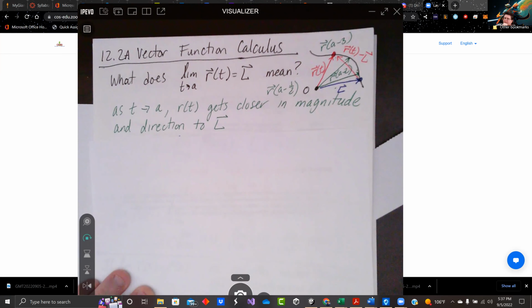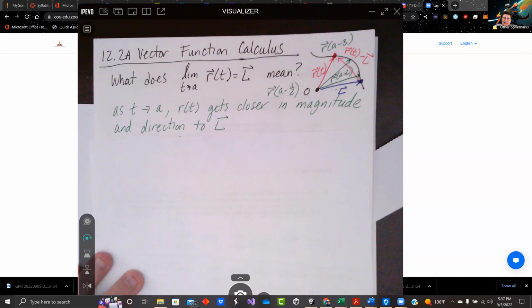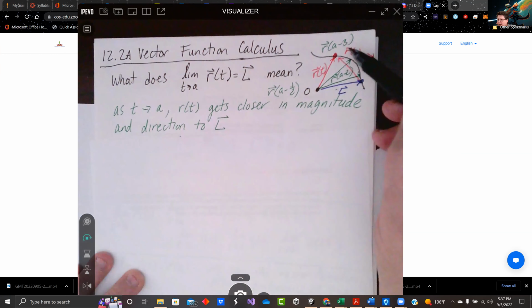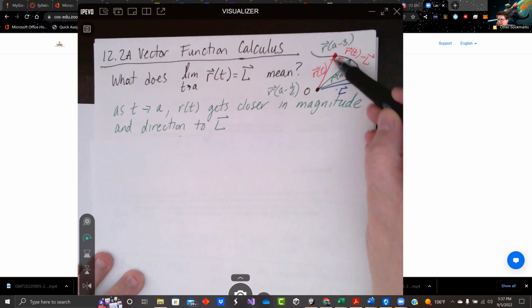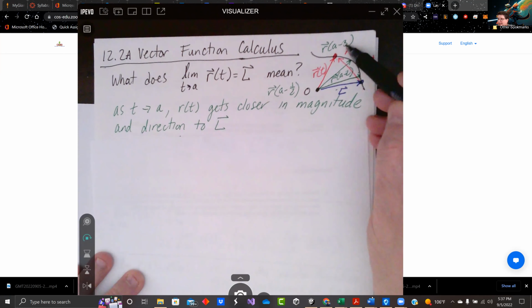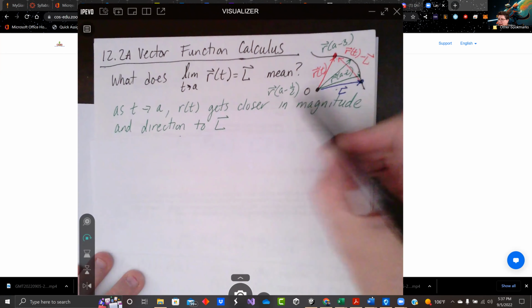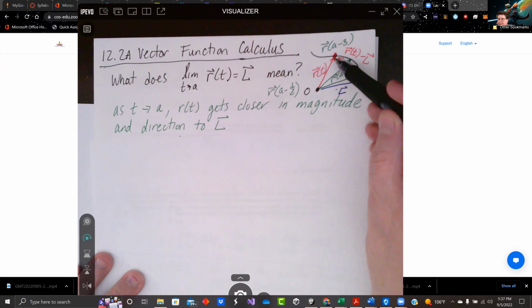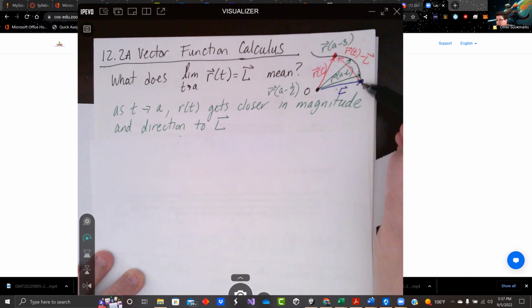Let's look at the calculus of vectors. So we've done the limit of f of x equals L for a regular function. What if we use a vector function like r of t? What does the limit as t approaches a of r of t equals L really mean? Well, if I've got my L vector here and r of t is there, as I take values of t that are approaching a, like a minus 3, a minus 2, a minus 1/2, or this line really close, my vector is approaching both the magnitude and direction of L.